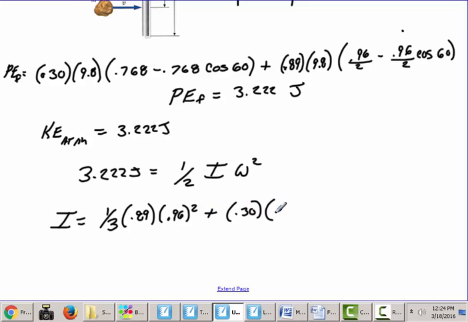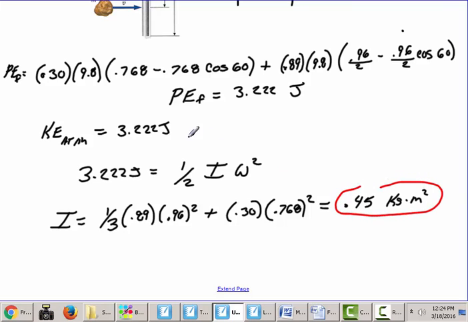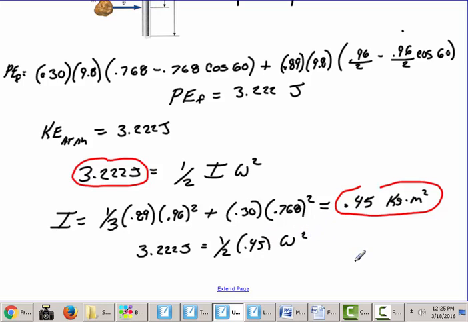times the distance it is from the rotational point, which is our 0.768. We're going to square that. That's going to give us a total moment of inertia of 0.45. And that would be in kilograms times meters squared. So there's our inertia value here. And again, we know our energy value here. So we can solve for omega. So we can put 3.222 joules equal to 1/2 times 0.45 kilogram meters squared times omega squared. We can solve for omega here, and we will get omega is equal to 3.78 radians per second.